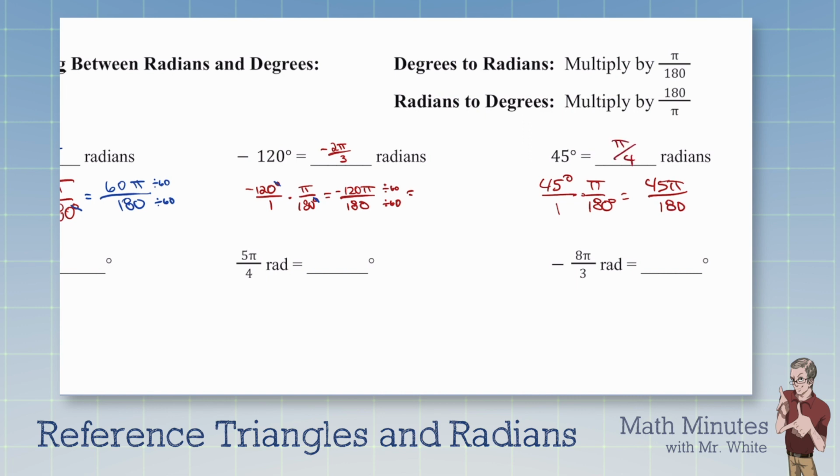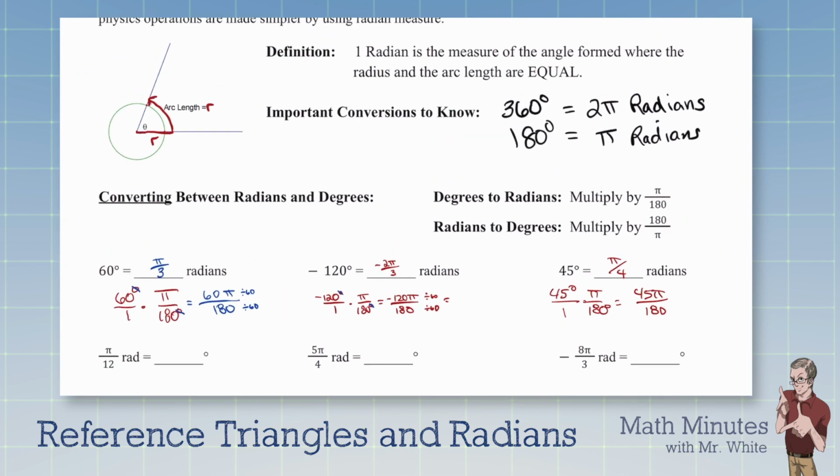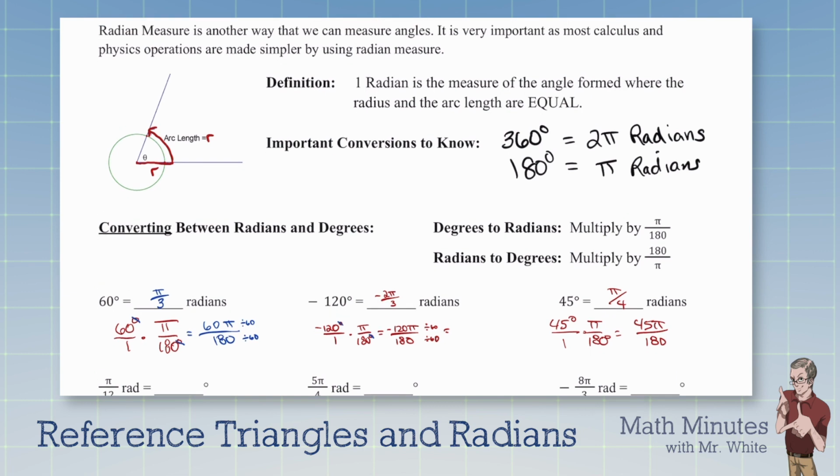It's pi over 4 radians. And again, that's one that I have memorized because 45, 45, 90 is an important reference triangle. I also happen to have it memorized that 45 degrees is pi over 4 radians. In upper level math, I mentioned it up here, calculus and physics, a lot of that is done in radians. So you have to change your calculator to radian mode while you're working with those.